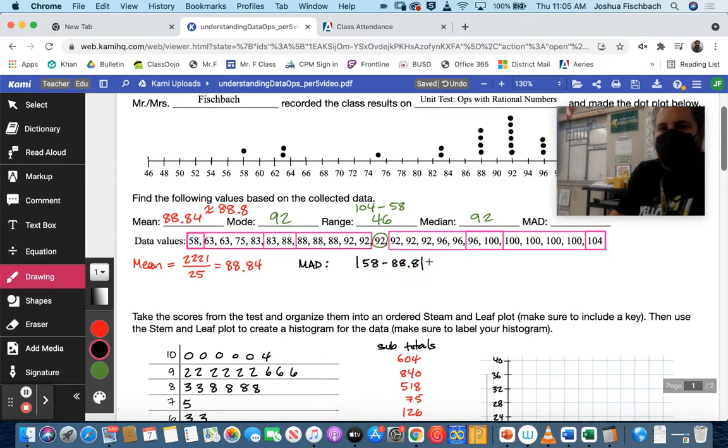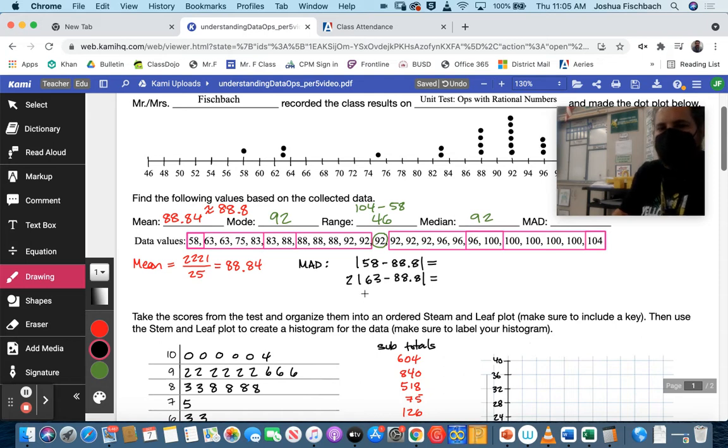And whatever that's worth. The next thing I'm going to have is 63, take away 88.8. We want the absolute value of that because we don't care whether it goes up or down. Now remember, in the 63 case, we have 2 of those. So I'm just going to multiply that absolute deviation by 2, because that will give me the total deviations for that value, and it means I can be a little more concise in the way I write it.